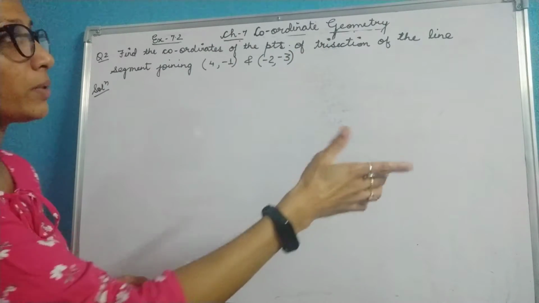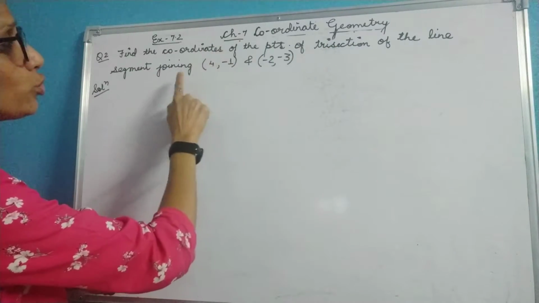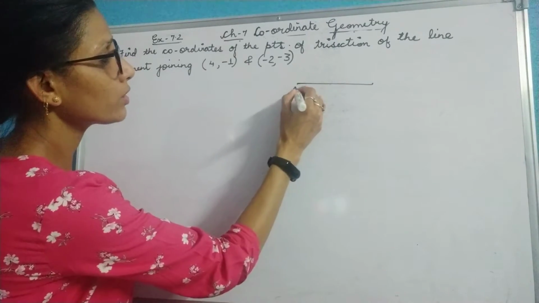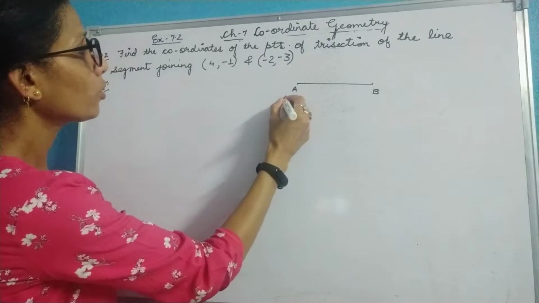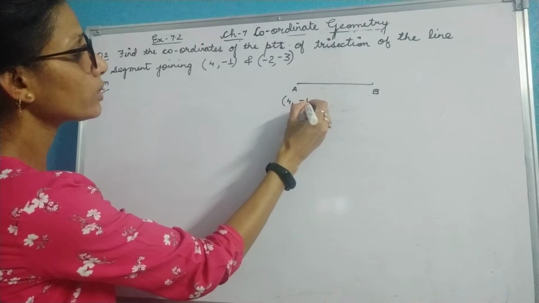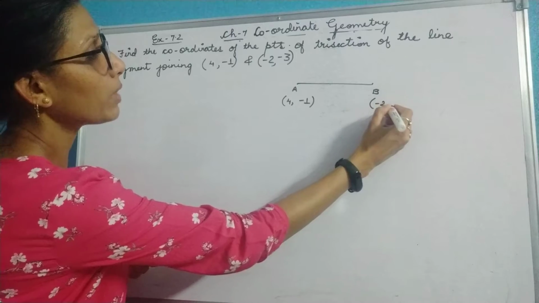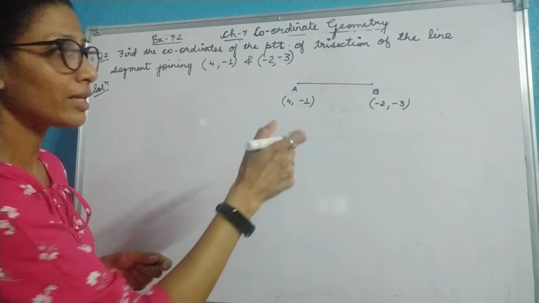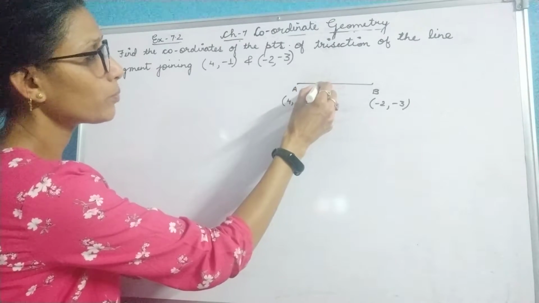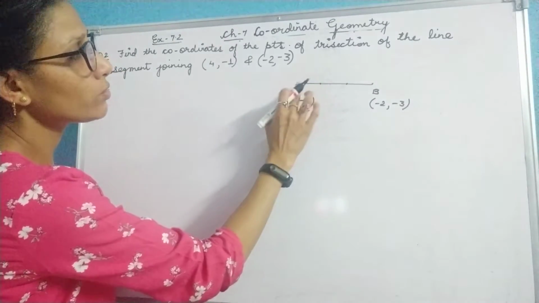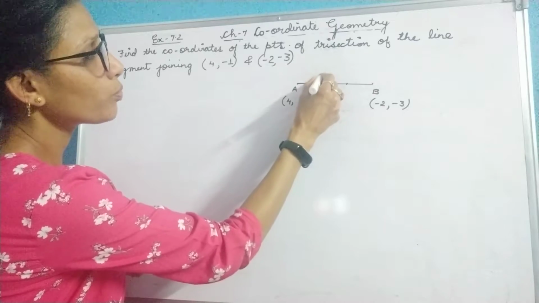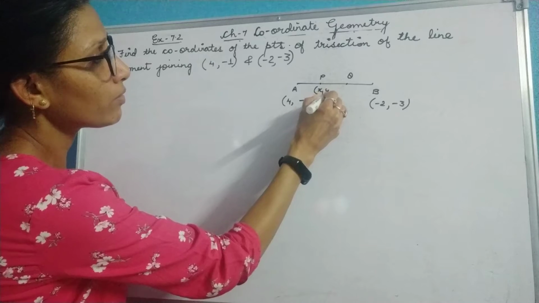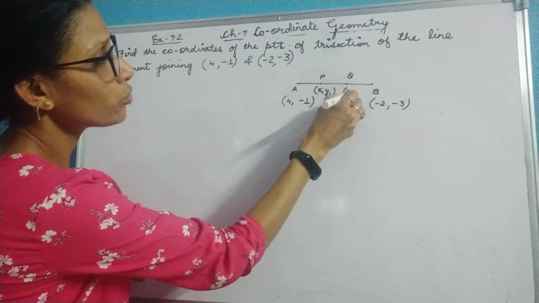Trisection means three equal parts of the line segment joining this and this. So let's suppose this is your line AB, whose coordinates are given to you as (4, -1) and (-2, -3). Now this line is trisected, that means three equal parts. Let's suppose these are the 2 points which trisect the line. Let this point be P and this point be Q. Let P be (x1, y1) and Q be (x2, y2).